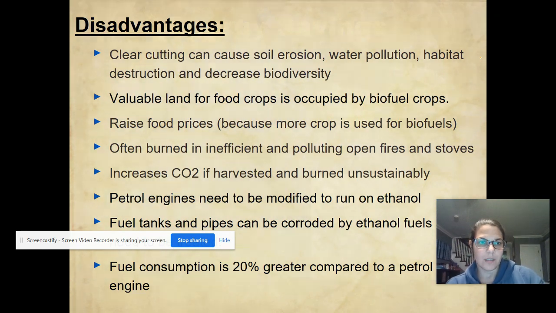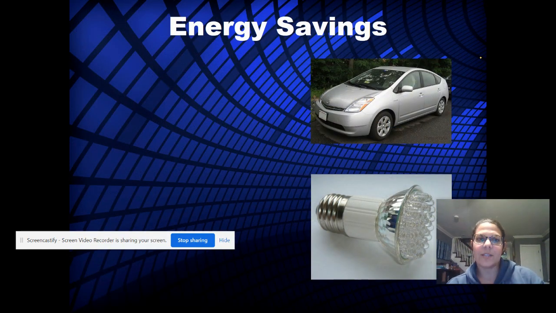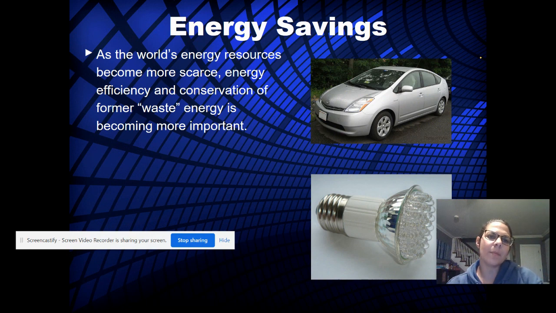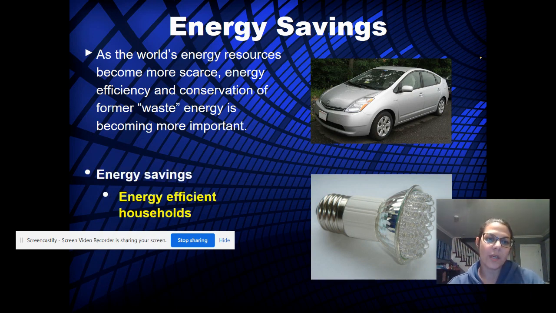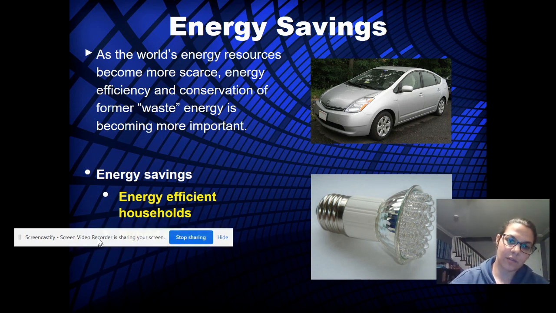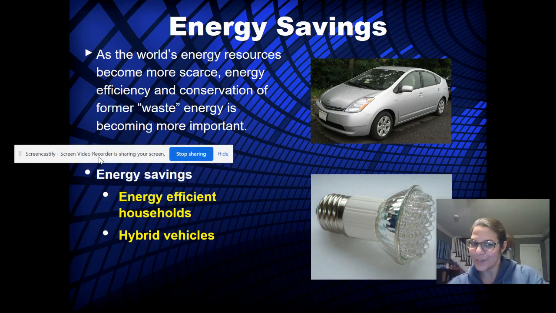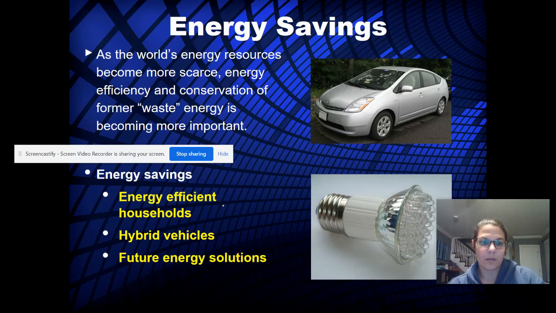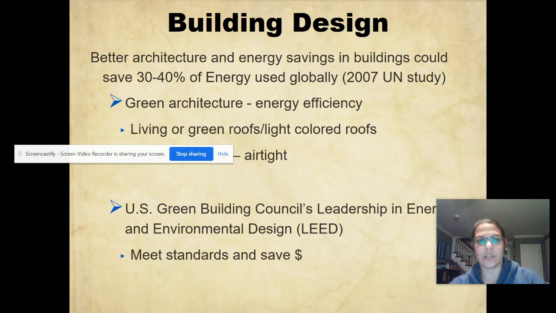Okay. All right. So energy savings. Energy efficiency and conservation is actually one of the biggest ways to just reduce the amount of electricity or energy that we use. So we can save energy a lot of different ways by having energy efficient households, hybrid vehicles, which are a huge thing now, and a lot of different future energy solutions.